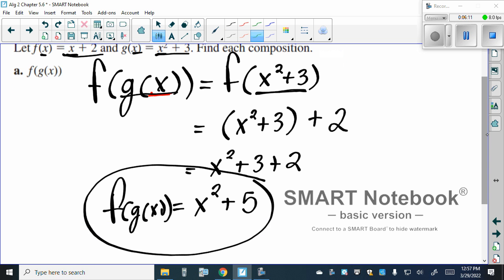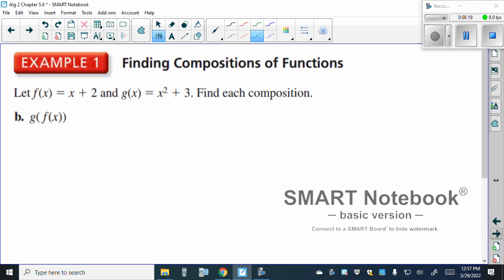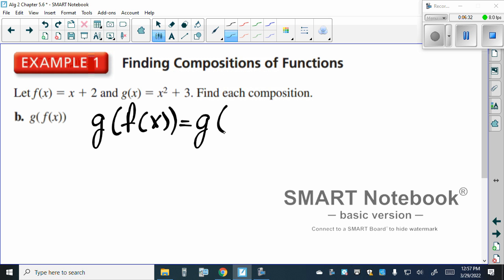Any questions on f of g of x before we look at g of f of x? You ready to look at the next one? So this one here, we're looking at g of f of x. We can talk about this as inputting x into f of x, or really just what is f of x? Our f of x is x plus 2. So we'll replace x with our x plus 2.